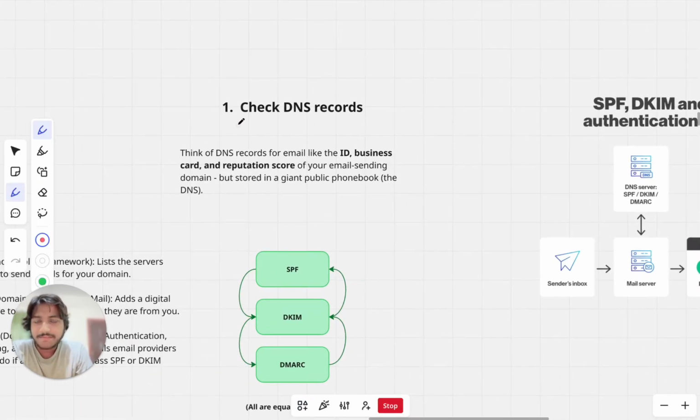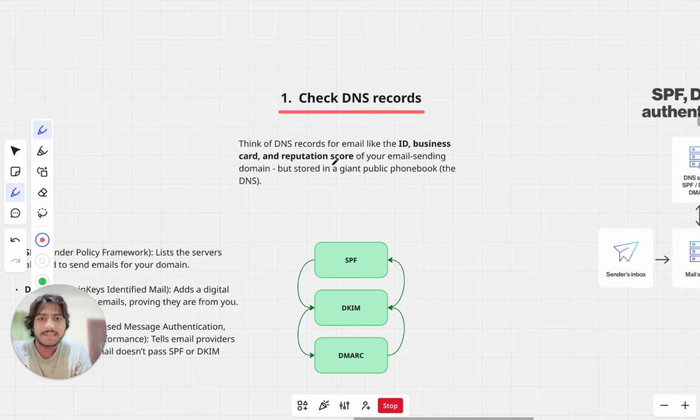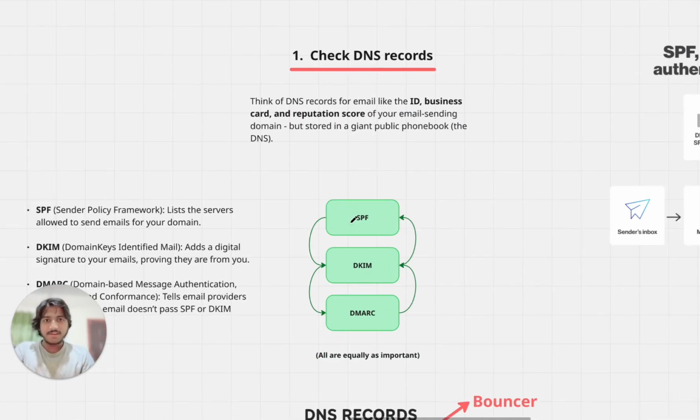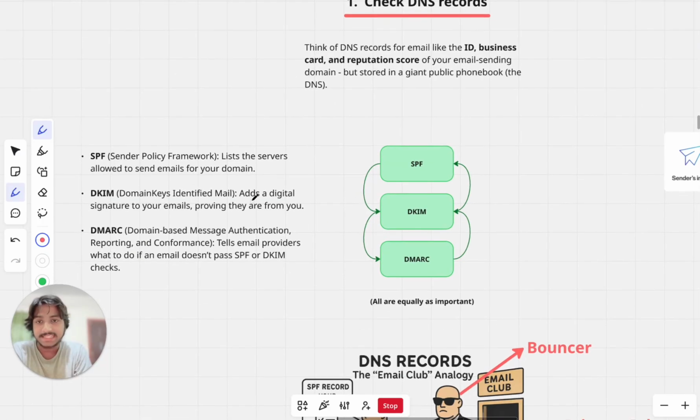So first step is check DNS records. Now think of DNS records for email like an ID, like a business card and reputation score of your email sending domain, but stored in a giant public phone book, the DNS. So it's kind of like your reputation, right? If you have a good reputation, they're going to constantly put you in the inbox. But if you have a bad reputation compared to others, you're not going to land in primary. You're going to land in spam.